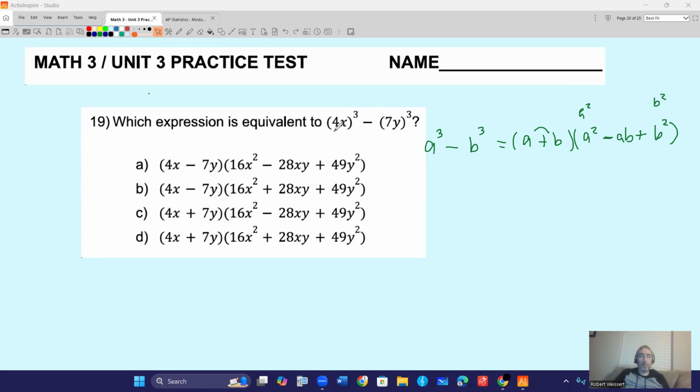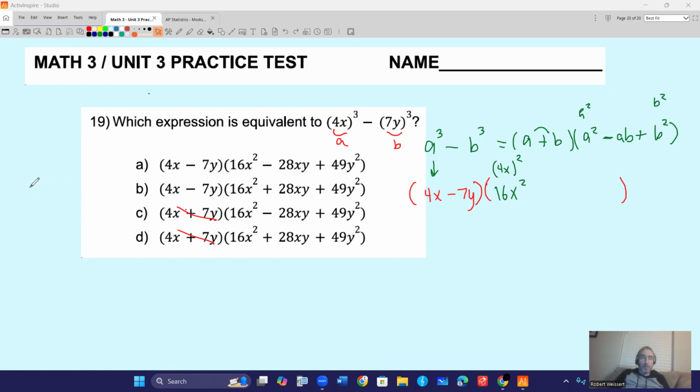So if we can use that format to help us with this problem, we'll be able to get it. So this is going to be like your a, and this is going to be like your b. So really, it should be 4x minus 7y to start with. So we can cross out the ones with the pluses. Now over here, if I'm doing a squared, I'm doing 4x. I'm putting that in parentheses and I'm squaring it. That's going to give me 4 squared, which is 16, and then x squared is x squared.